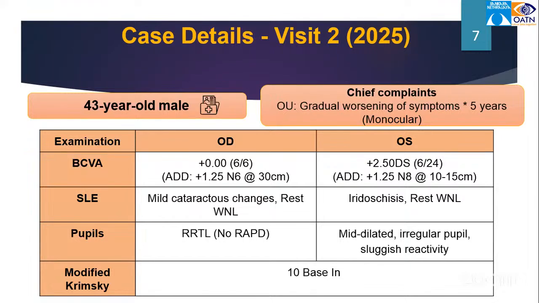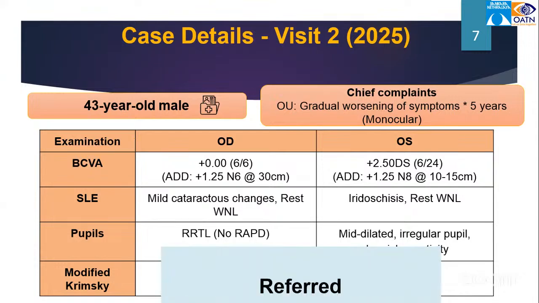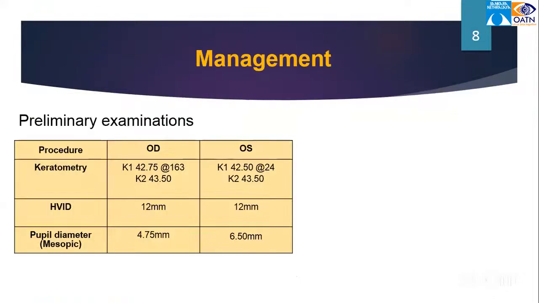So the patient returned for the follow-up in 2025 only, and he reported a worsening of the symptoms over the years. During this visit, the patient clearly reported monocular diplopia, as it persisted even with either eye closed when tested. However, even in this visit, the patient did not accept any cylindrical power, and the rest of the findings were similar to the last visit, with very mild cataractous changes noted in the right eye. The patient was referred to the contact lens clinic for further management.